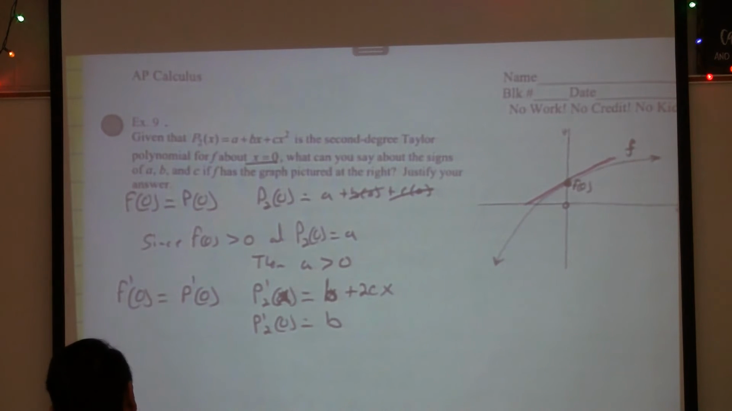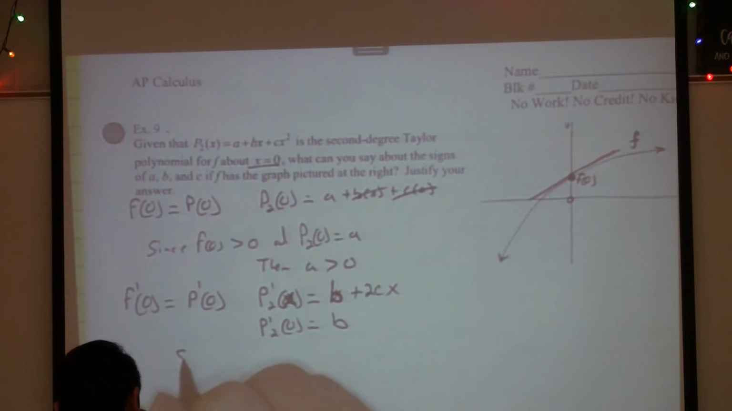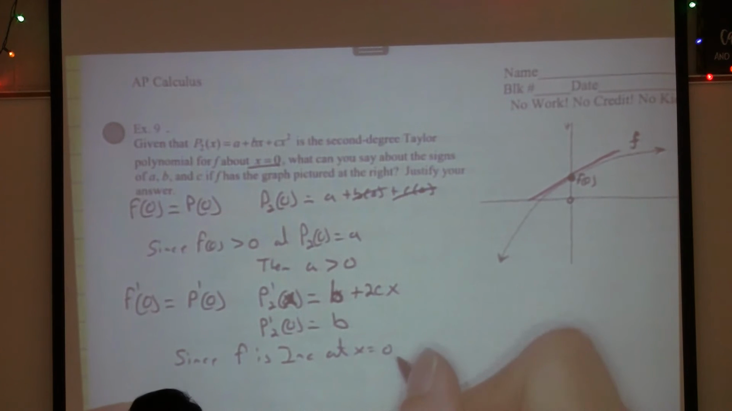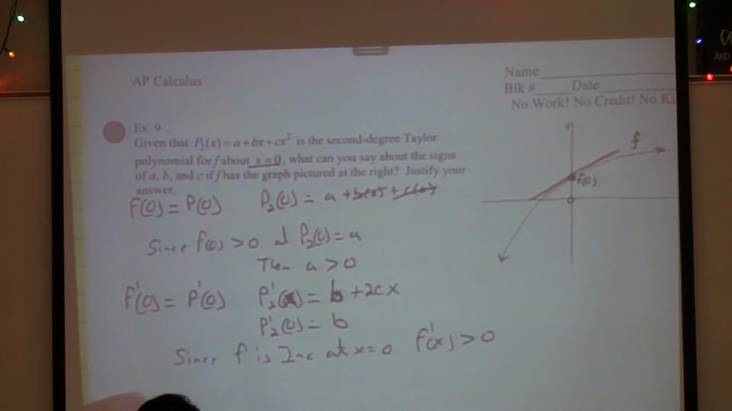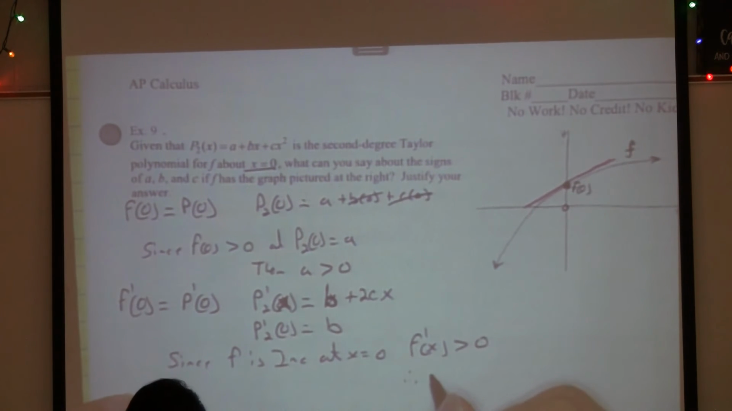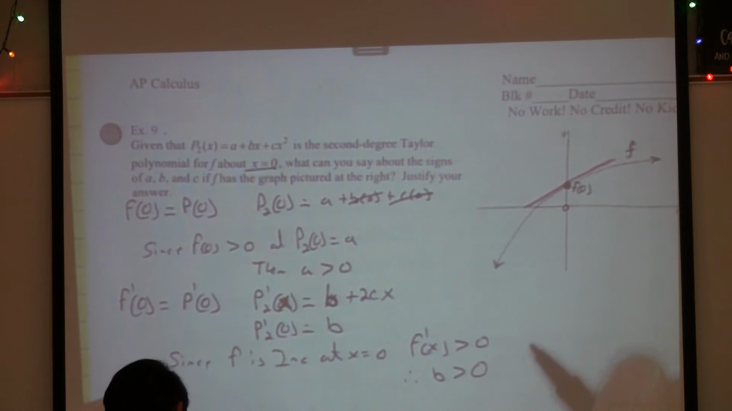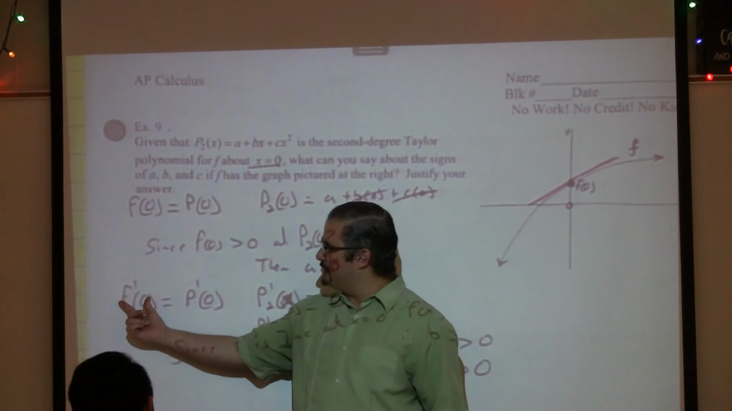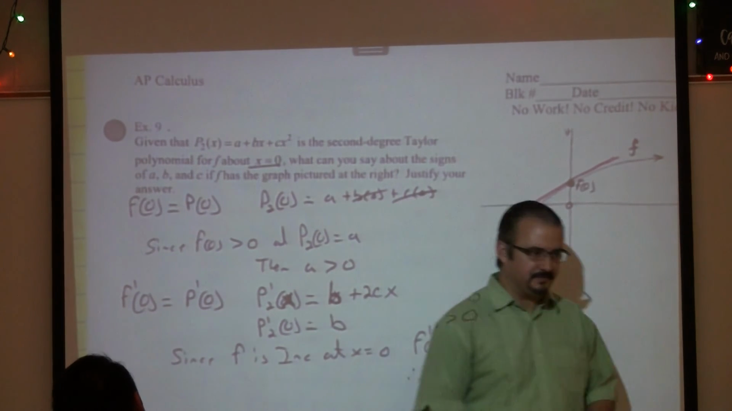You with me? So what could we say? Since f is increasing at x equals 0, f prime of x is positive, greater than 0, right? Therefore, B is greater than 0. And we can make that connection because we're saying that the derivative has to be equal to this derivative.